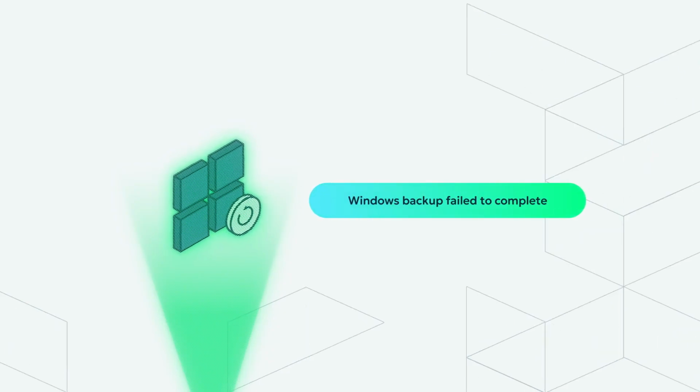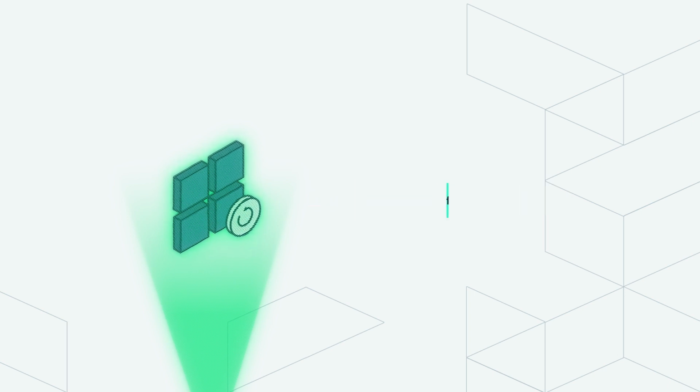Windows backup failed to complete. This usually happens when there isn't enough space on your backup drive. Make sure your destination has sufficient storage and check if antivirus software is interfering with the backup. Backup location is not available. This happens when the backup destination gets disconnected. To fix it, reconnect the external drive or check your network settings.